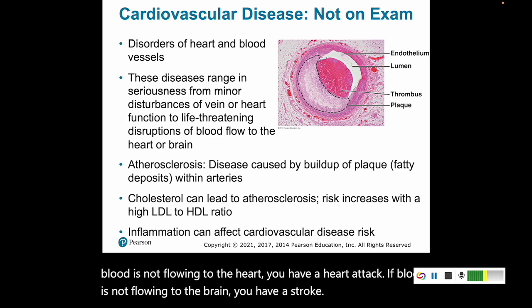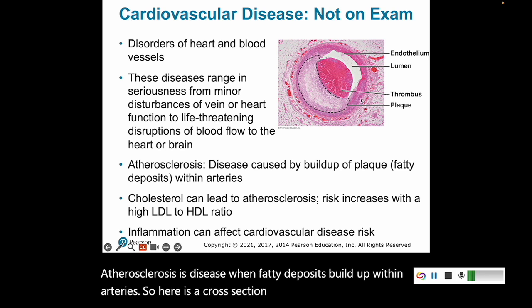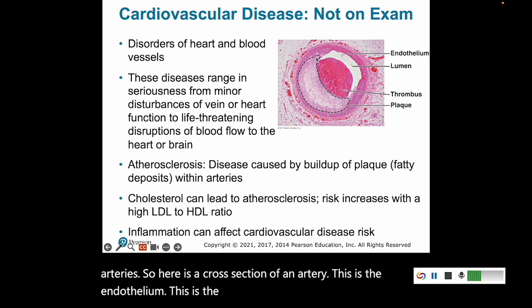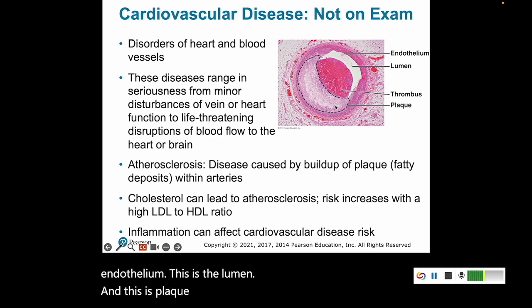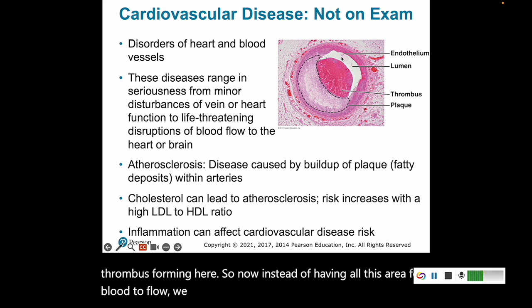Atherosclerosis is a disease when fatty deposits build up within arteries. So here is a cross-section of an artery. This is the endothelium. This is the lumen. And this is plaque buildup here. Along with that plaque, we have a thrombus forming here. So now instead of having all this area for blood to flow, we have this area for blood to flow. So blood flow is being reduced.